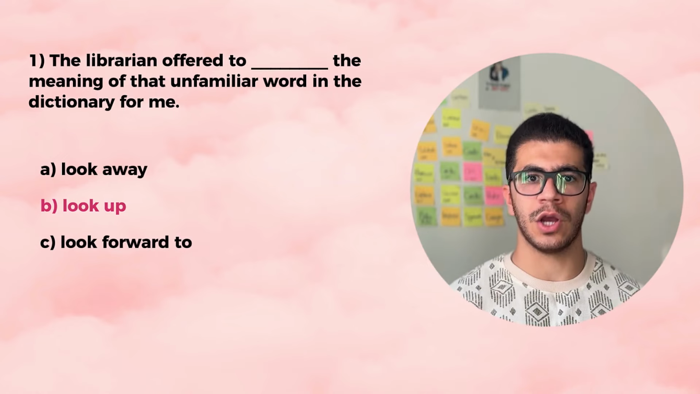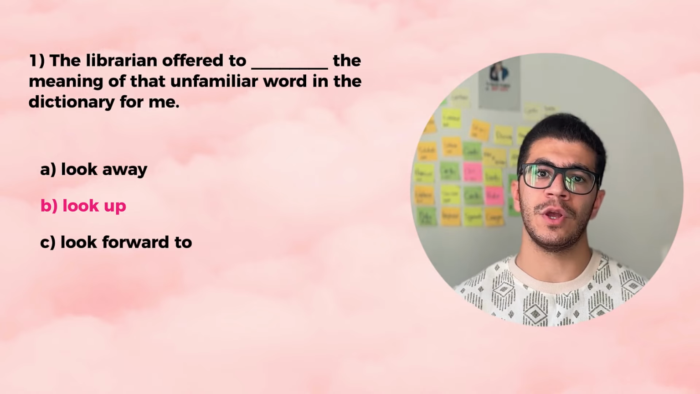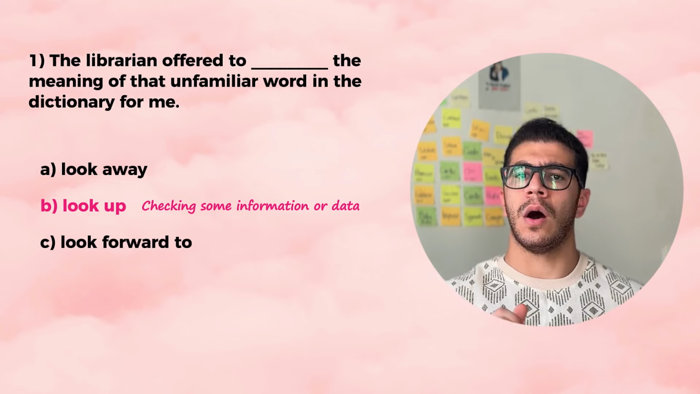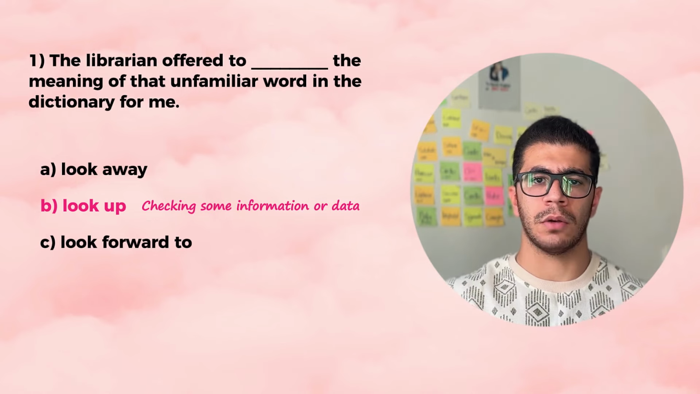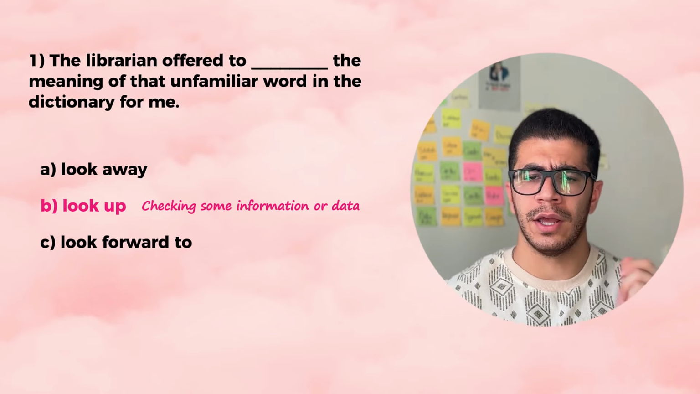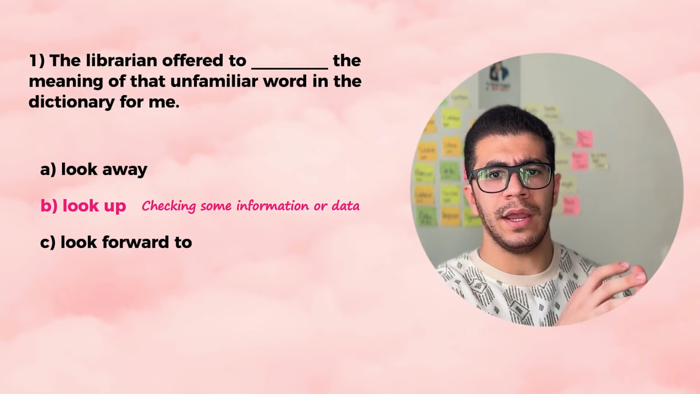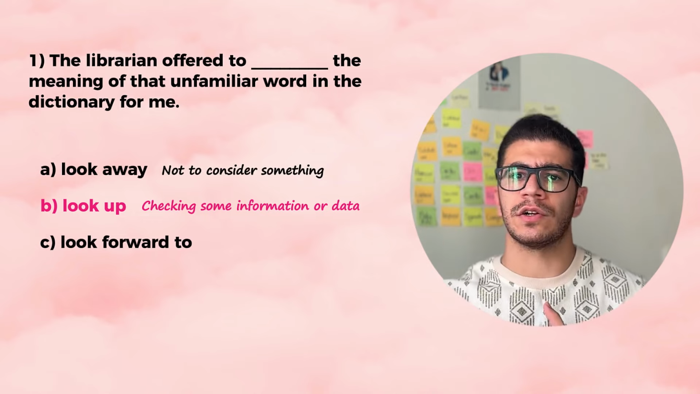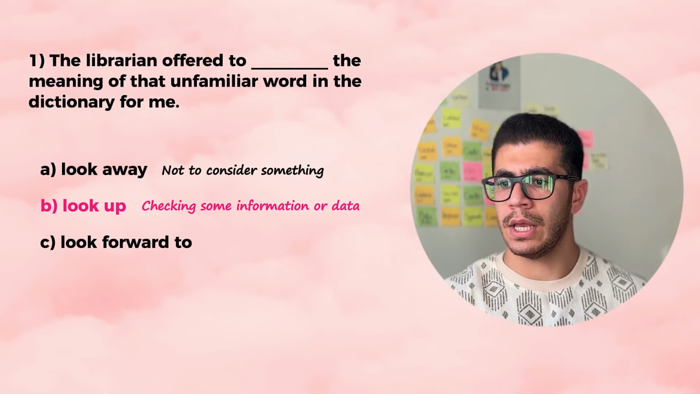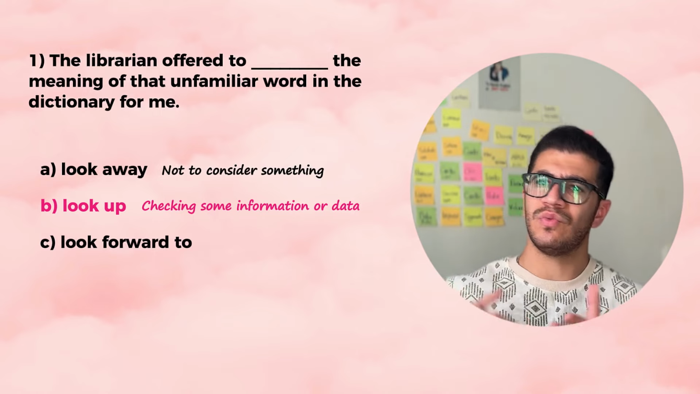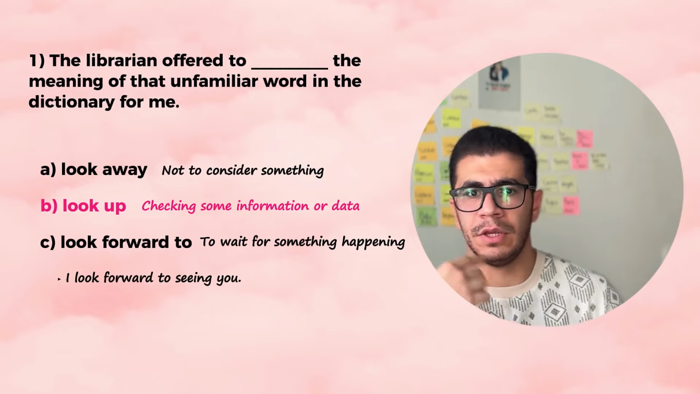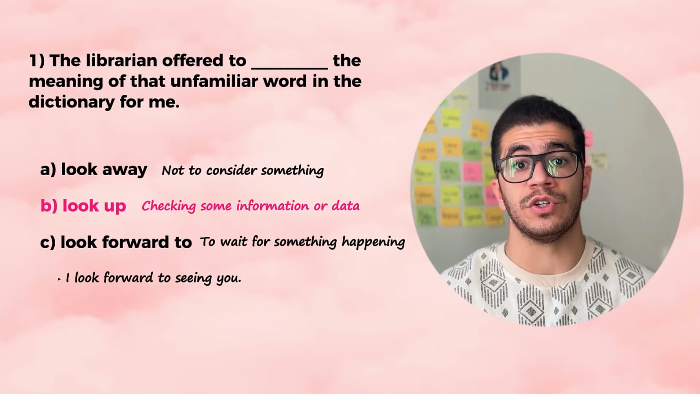Oh, definitely look up, because whenever you use this phrasal verb, you are referring to the process of checking some information or data on a website, in a dictionary, or any other academic source. But the other two choices, why were they wrong? Because look away simply means not to consider something or turn a blind eye to something going on around you. And look forward to means to wait for something happening. For example, I look forward to seeing you. It means I'm definitely waiting to see you as soon as possible.